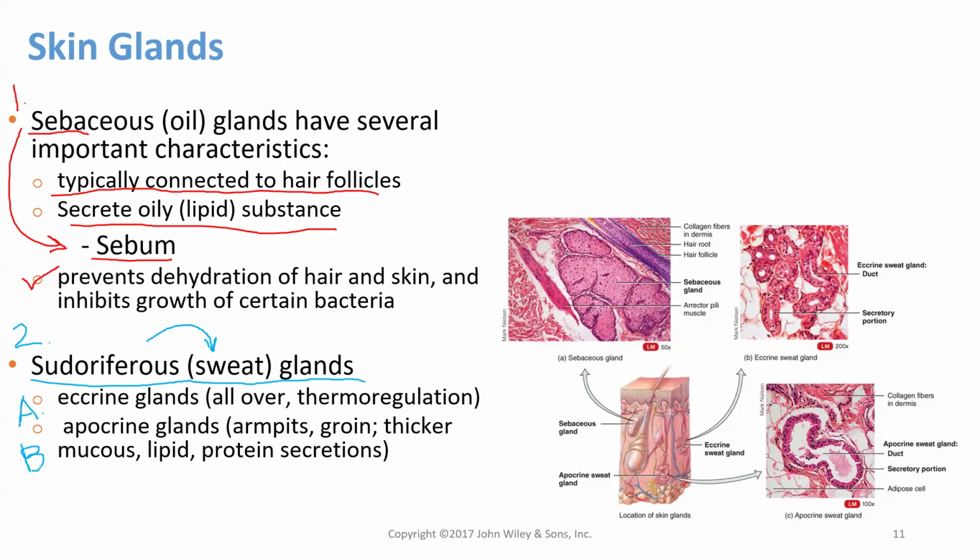Sudoriferous glands are sweat glands, but not all sweat glands are the same. Most of your body produces eccrine sweat. Eccrine glands produce eccrine sweat. This is your thermoregulation, right? This is you working out at the SRC and overdoing it, and your core body temperature gets above that 98.6. We put water onto the surface of our skin. What part of our skin? Well, it implies here all over.